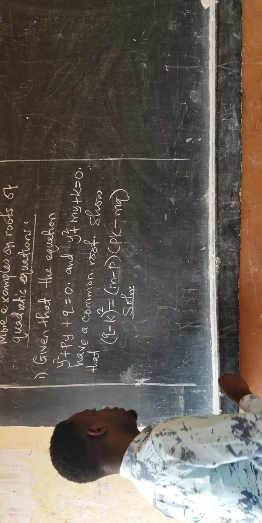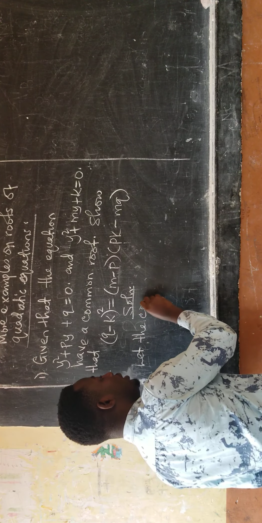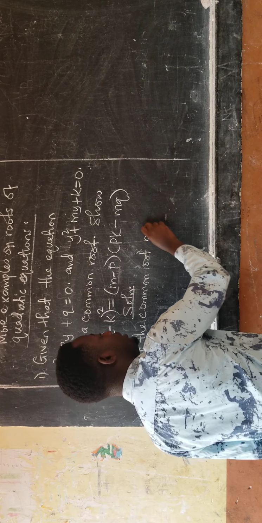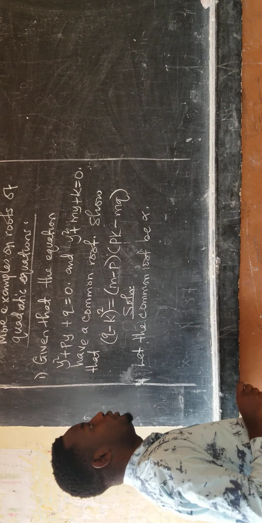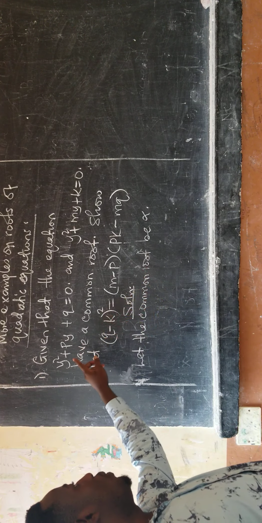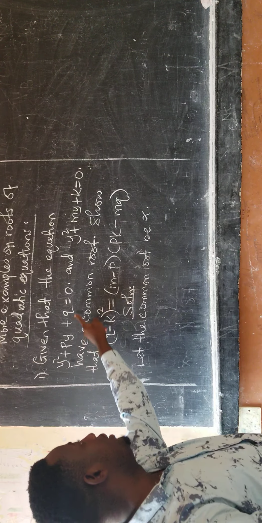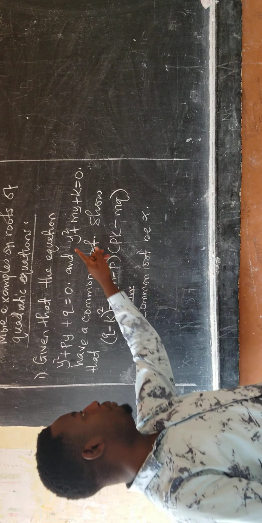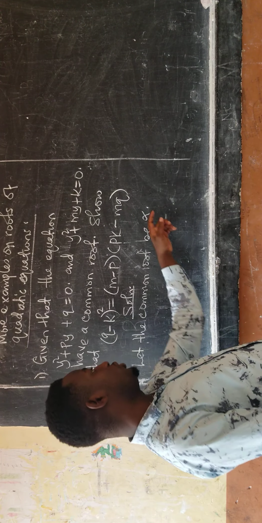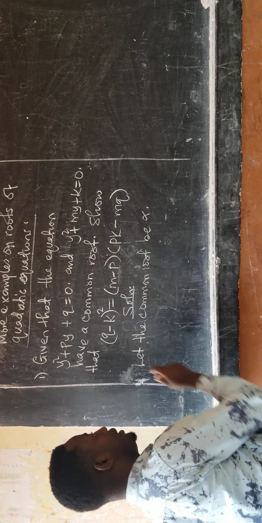So we want to look at the solution. Of course, we are going to say, let the common root be alpha. That means that common root will be a value of y such that when you punch alpha here, this goes to 0, and when you punch alpha here, that goes to 0. So I'm going to substitute for alpha everywhere in the first and the second equation.